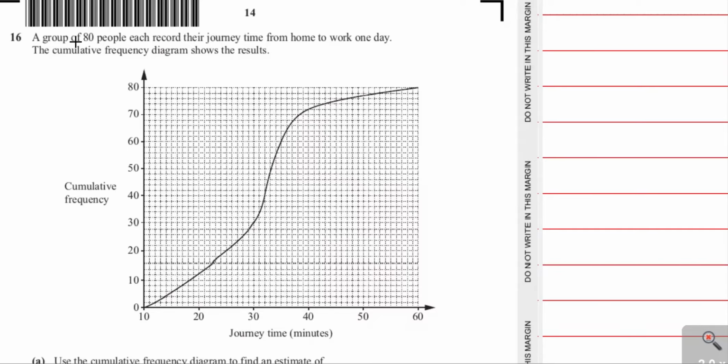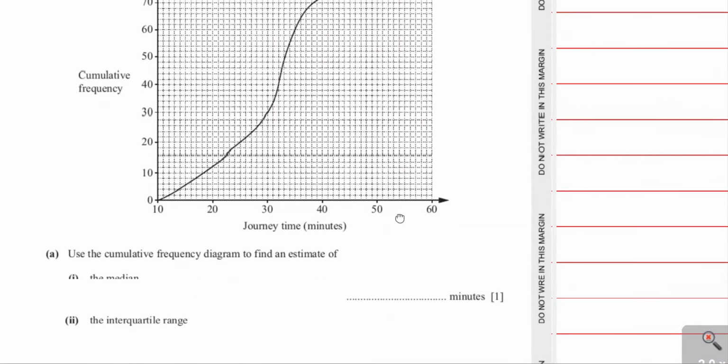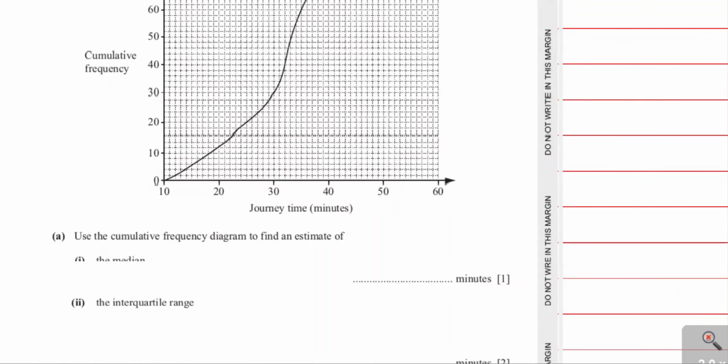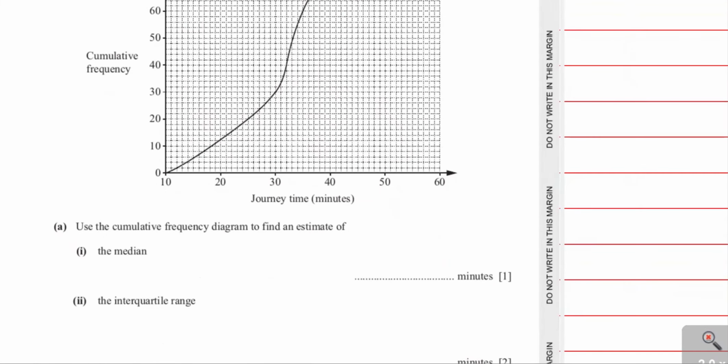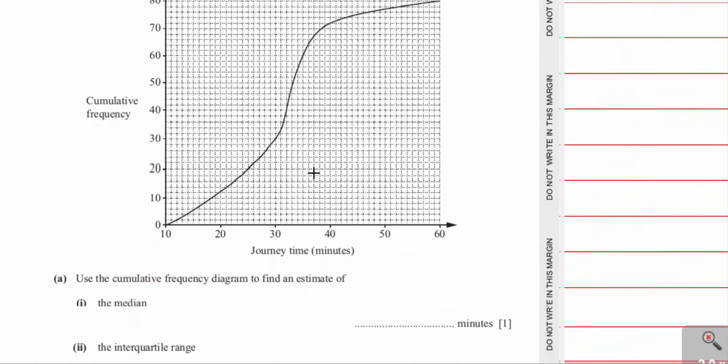Question 16. A group of 80 people each record their journey time from home to work one day. The cumulative frequency diagram shows the result. This is the cumulative frequency curve. Part A, use the cumulative frequency diagram to find an estimate of the median. Look here, this is the cumulative frequency diagram. We have to calculate the median value.